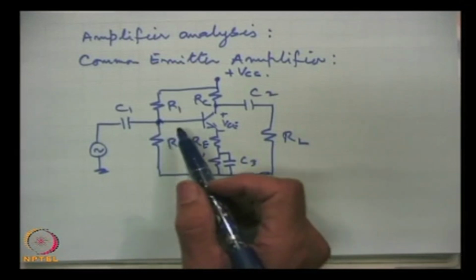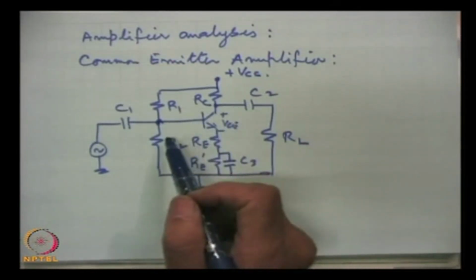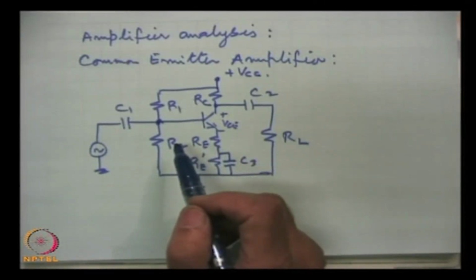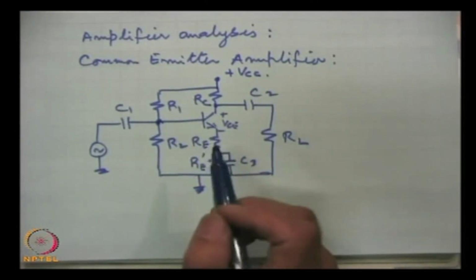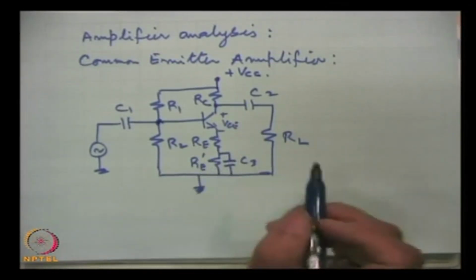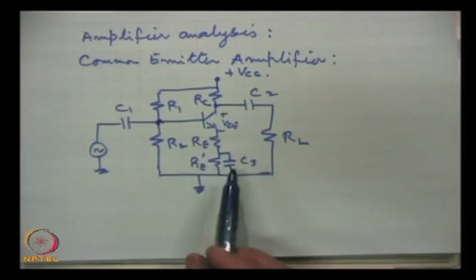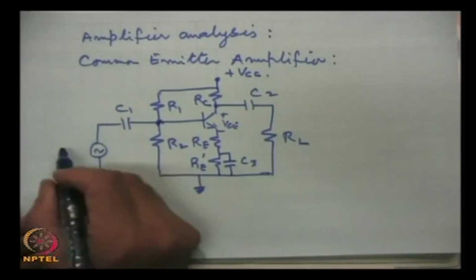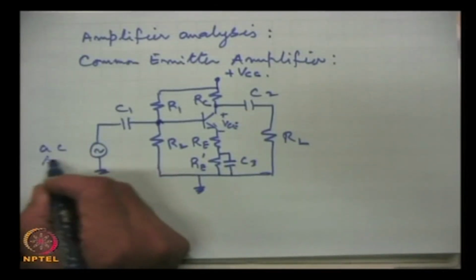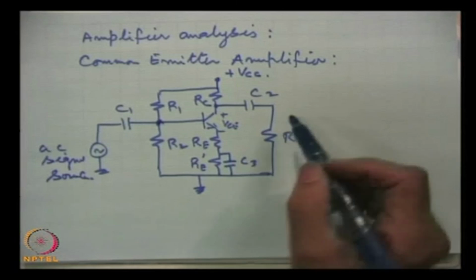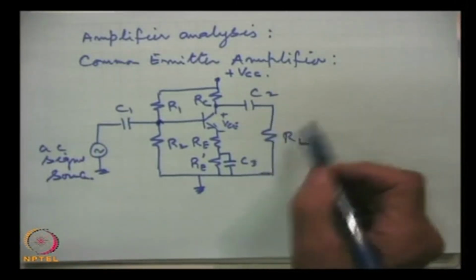Choosing appropriate values of the voltages and currents, DC currents and voltages in the circuit, decides the operating point, and the operating point should be nearly somewhere in the middle of the active region of the characteristics. So, anyway, this is the CE amplifier circuit. This is the source AC signal source, and the amplified output is taken at the load.